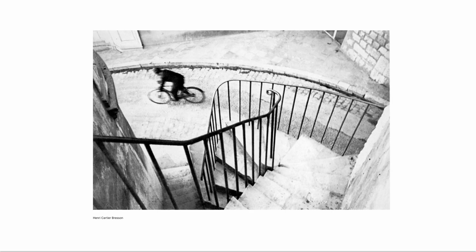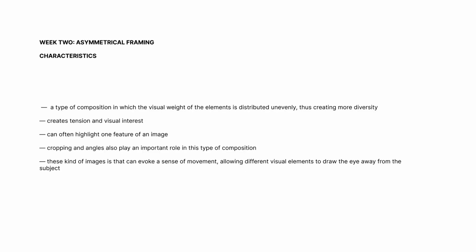So as you may have guessed, the focus this week is going to be asymmetrical framing. So what are some characteristics of this framing style? It's a type of composition in which the visual weight of the elements is distributed unevenly. It creates more diversity in how the image can potentially be composed.